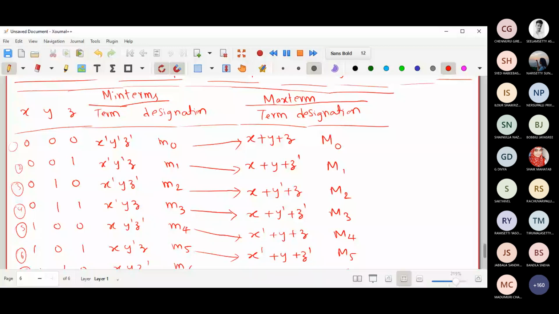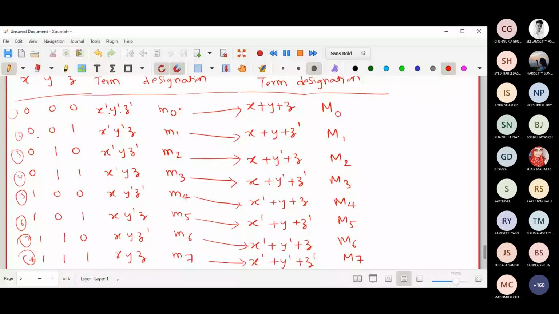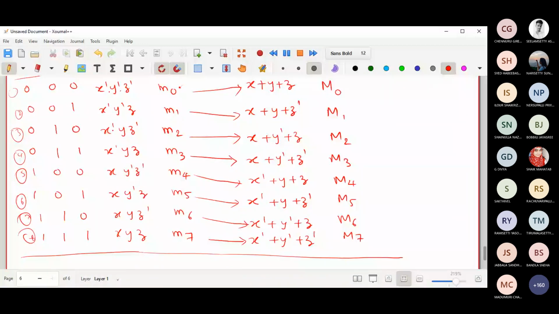This is a product term actually. I haven't mentioned the dot here. So x bar dot y bar dot z bar is one min term, and that is how we designate it as m0, small m0. Clear? Next, x bar, y bar, z as it is, m1. Next, 0 1 0: x bar, y is 1 here, that's why I only have written y, and z is 0 here, that's why z bar.